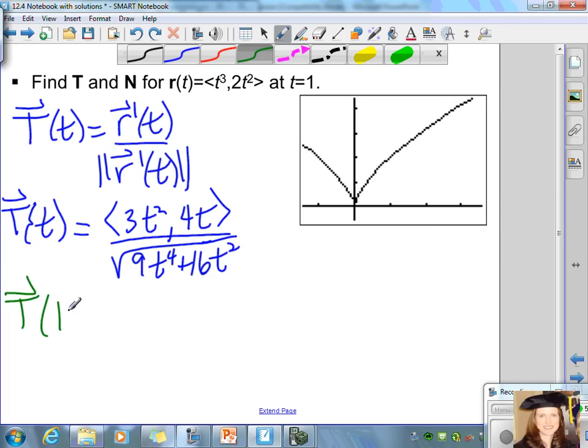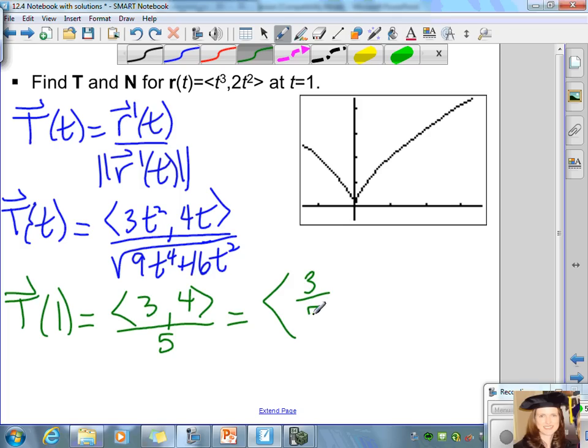So the unit tangent vector at t equals 1 can be found where the components are 3, 4 divided by the square root of 9t to the fourth and 16t squared. When t equals 1, that's the square root of 25, which is 5. So if you divide each of the components by 5, the unit tangent vector has components 3/5, 4/5. And you can sketch that on the path that I have here at t equals 1.